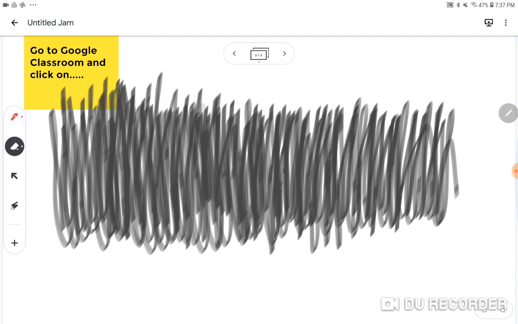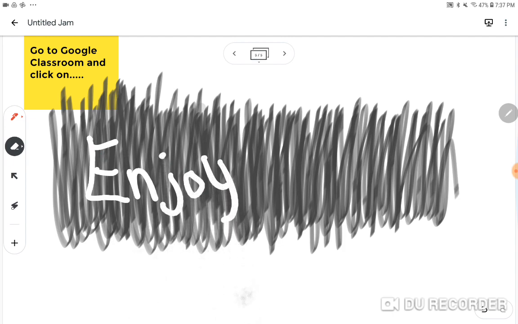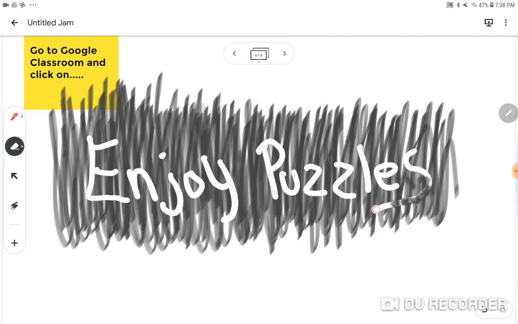Go over there and read what it says. It says go to Google Classroom and click on what? So you go to Google Classroom, click on this. Watch how satisfying this is. Enjoy. Click on what? Enjoy puzzles. If you have extra time, which most of you probably will not, go ahead and click on Enjoy Puzzles and do your favorite puzzle.